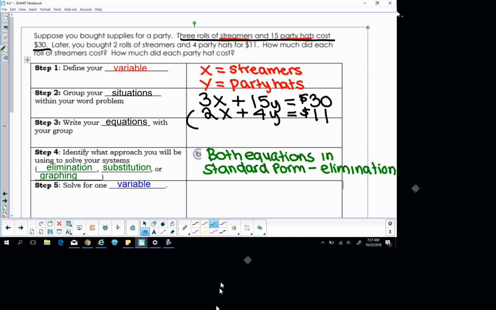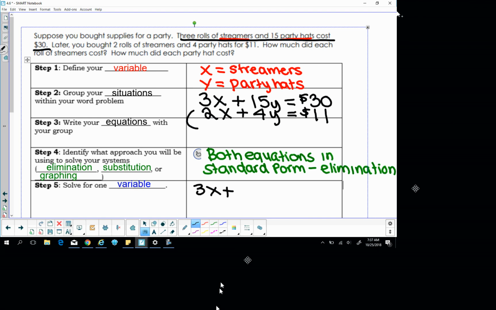Does that make sense so far? So the only extra part we're adding on today is creating the equations. The rest of it is not anything new. Now we're going to be solving for a variable. So I'm going to rewrite my equations first.